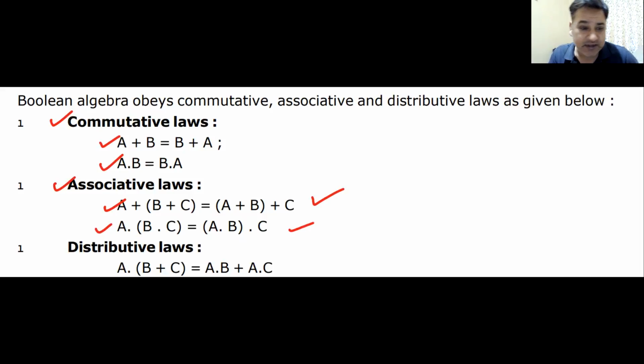Then you have this distributive law. A dot B plus C is A dot B plus A dot C. We have seen this in third standard or fourth standard. Yes or no?